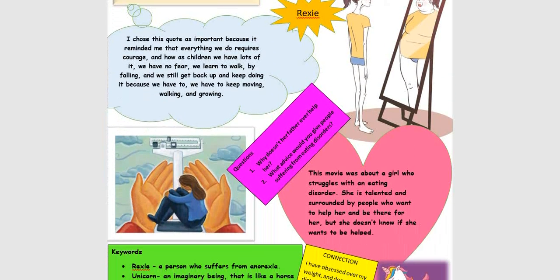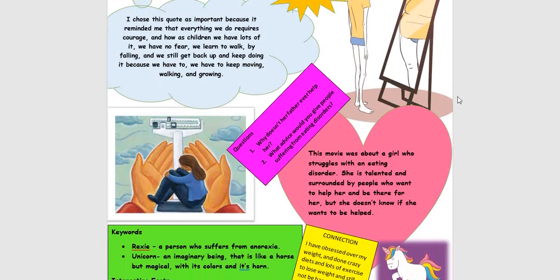Next, I wrote a short summary talking about what this movie was mostly about. It's very short, but I think it's a good summary of the main points of this movie. The main idea reads, this movie was about a girl who struggles with an eating disorder. She is talented and surrounded by people who want to help her and be there for her, but she doesn't know if she wants to be helped. So this was my short summary of the main idea of this movie.